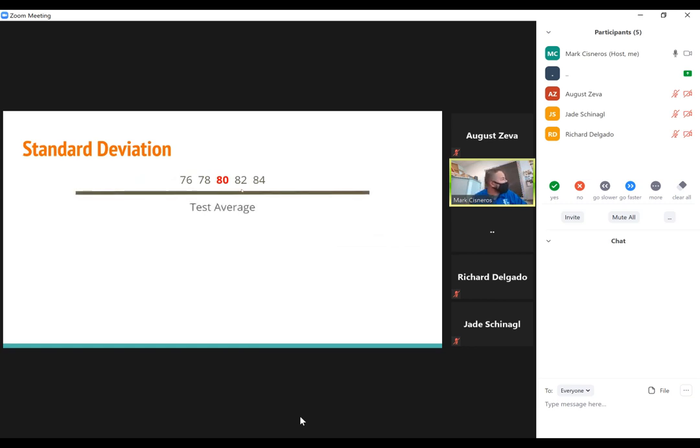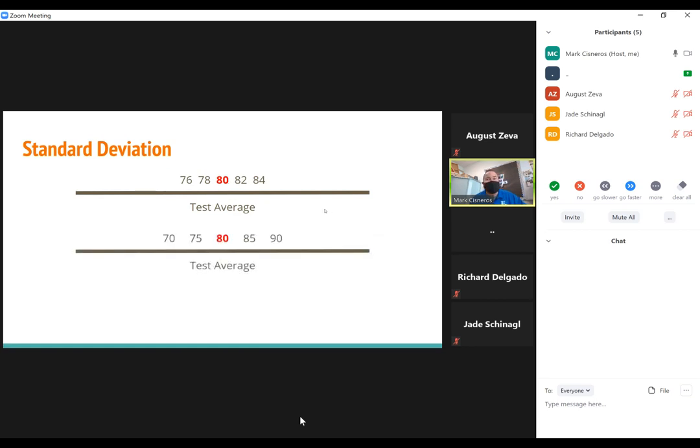Look at this test average. The average is an 80. There were 5 tests: a 76, a 78, an 80, an 82, and an 84. You think this has a low standard deviation or a high standard deviation? Low, right? The average is an 80. All these grades are within a couple points, right? They're pretty close. It's a low standard deviation.